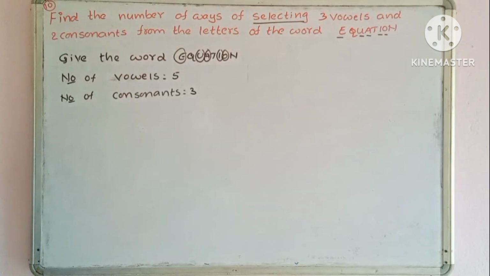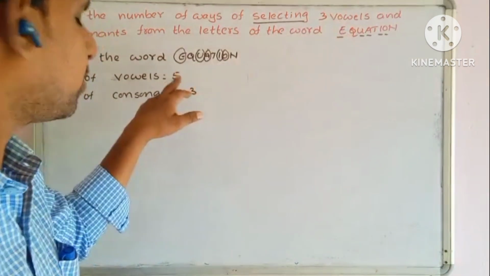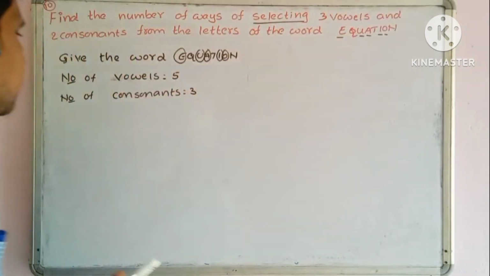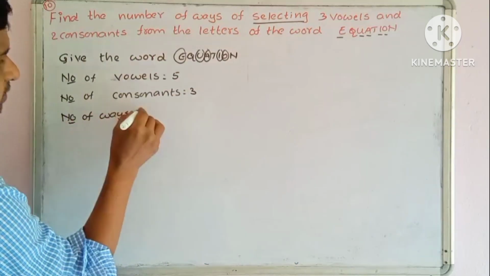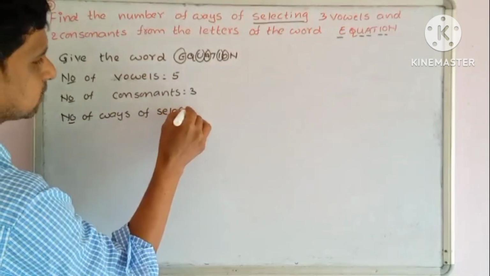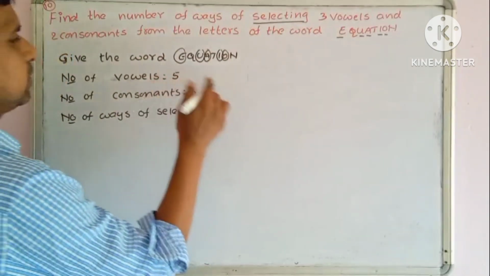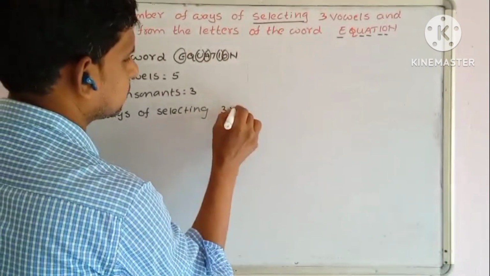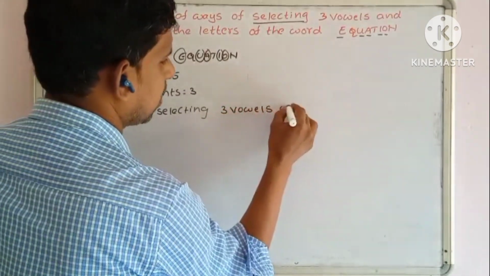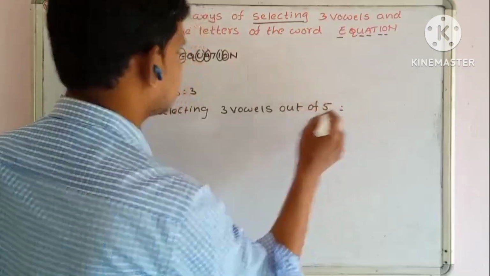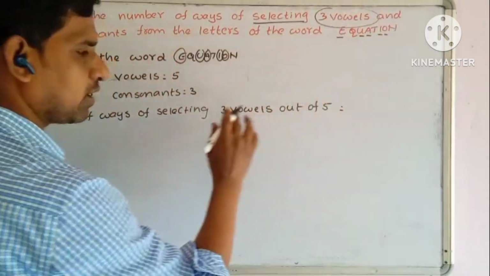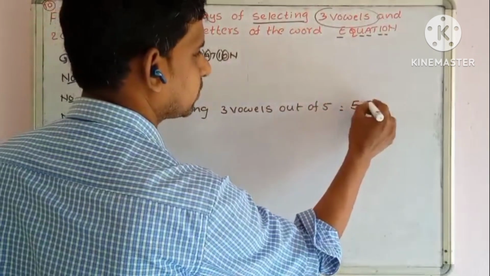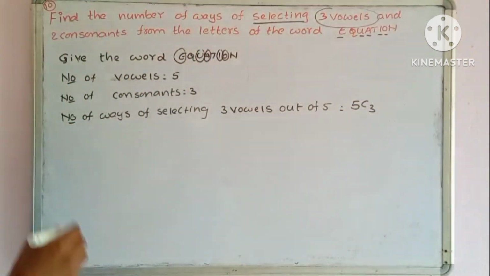See, number of ways of selecting 3 vowels. How many vowels are there here? 5 vowels. Number of ways of selecting 3 vowels out of 5 vowels. So 5 vowels are there, and we are selecting only 3. That is 5C3.